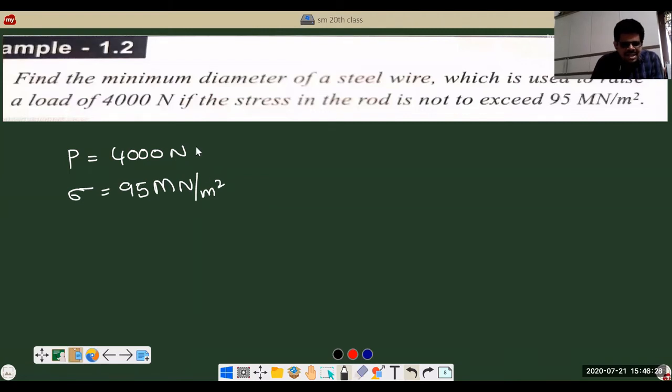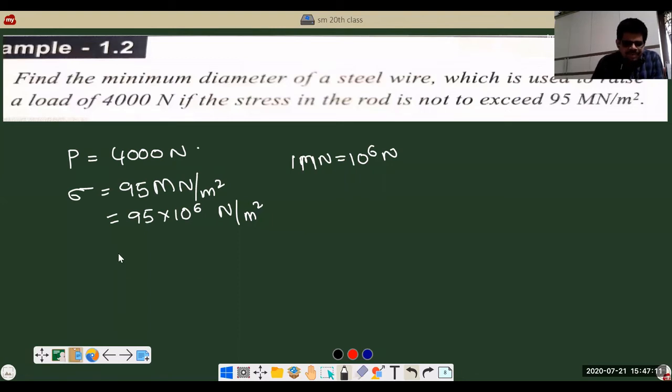See here it is in newtons, but here it is in meganewtons. It should not be like that. Both quantities must have the same units, that is newtons. So let us convert this, and we know that 1 meganewton is equal to 10 to the power of 6 newtons. So that's why 95 into 10 to the power of 6 newton per square meter. Here we are asked for the diameter. Don't worry about the word minimum. You just have to find the value of diameter.